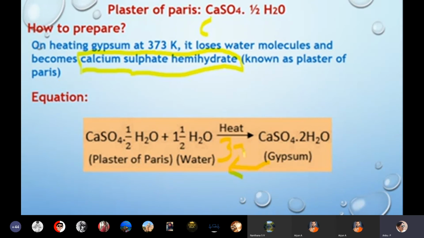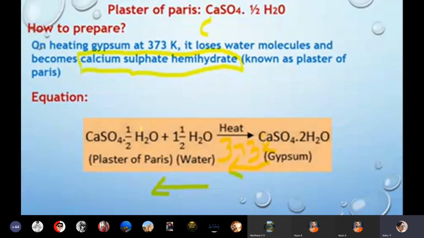this salt, when it gets heated up, results in the formation of plaster of Paris, CaSO4.1/2H2O, plus 1 and a half H2O. So this is how we obtain the plaster of Paris. Similarly, this plaster of Paris can be converted into gypsum by adding water molecules. That is how plaster of Paris is converted into gypsum, and gypsum is also converted into plaster of Paris.